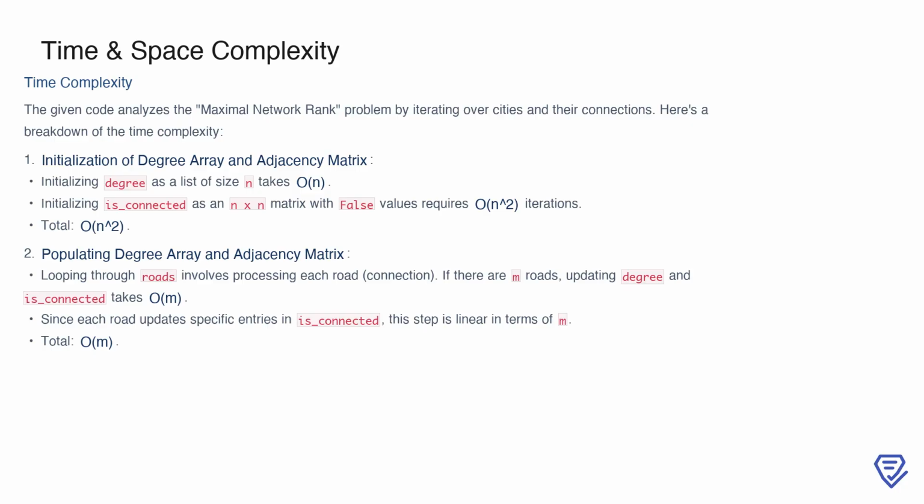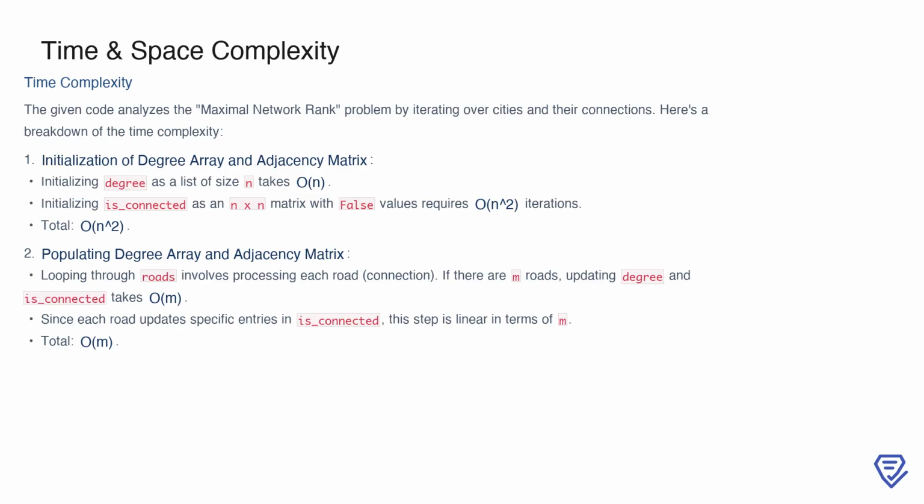To analyze the time complexity of the solution for the maximal network rank problem, we start by breaking it into distinct steps. First, we initialize the degree array, which keeps track of the number of roads connected to each city. This involves creating a list of size n, requiring O(n) time. Next, we set up the adjacency matrix, a two-dimensional array to record direct connections between cities. Since this matrix has dimensions of n x n, initializing it with false values takes n squared operations. Together, these initialization steps contribute O(n²) to the time complexity.